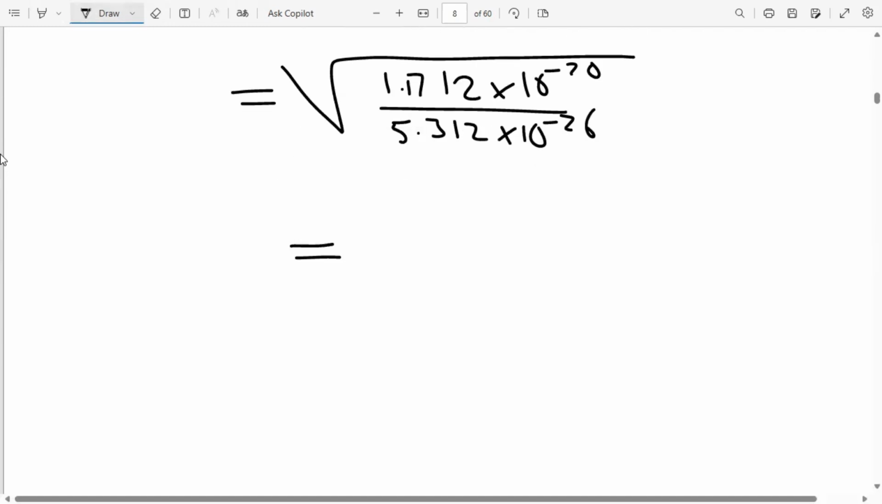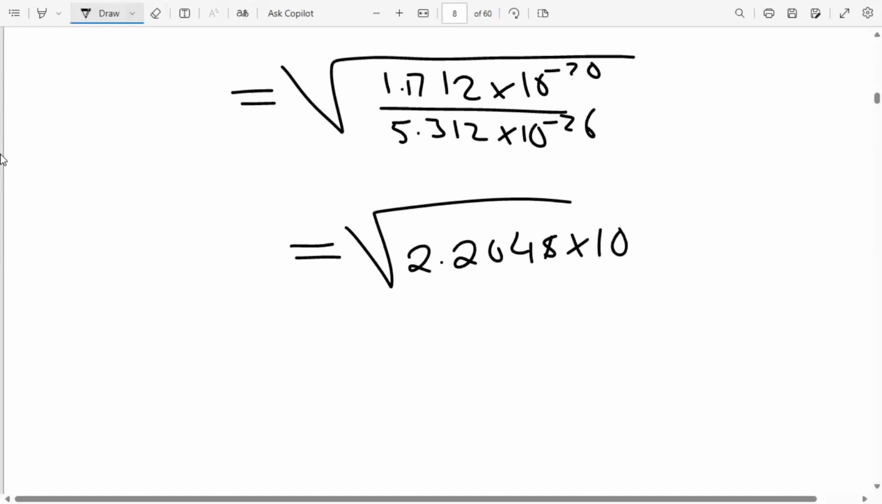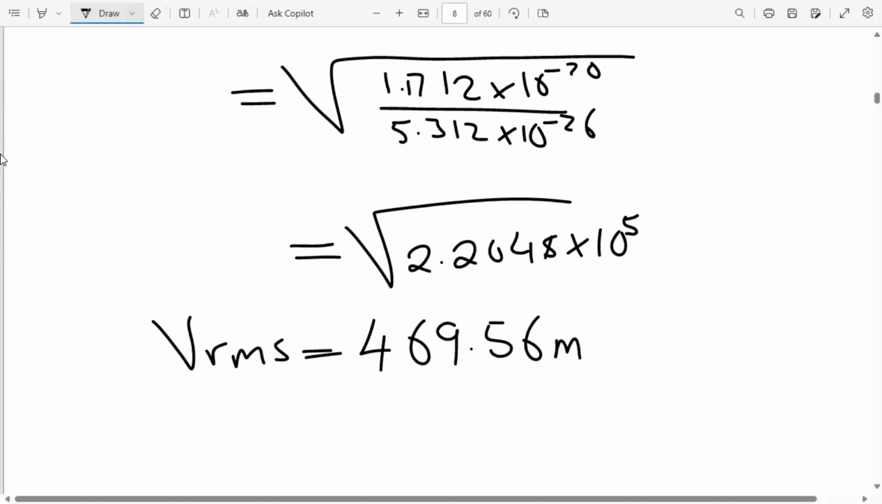Okay, so if I plug this in the way it is on my calculator, I'm getting 2.2048 times 10 to the power 5, thereby giving us the root mean square velocity of this guy as 469.56 meters per second. And that, ladies and gentlemen, is the root mean square speed of this particular oxygen molecule. And that is question A.